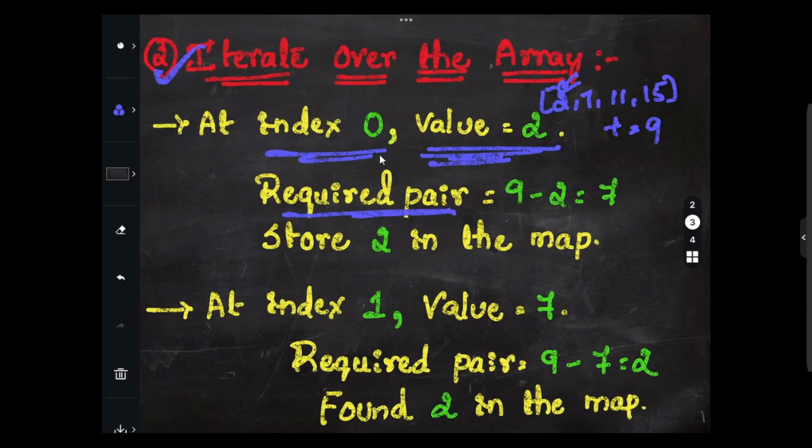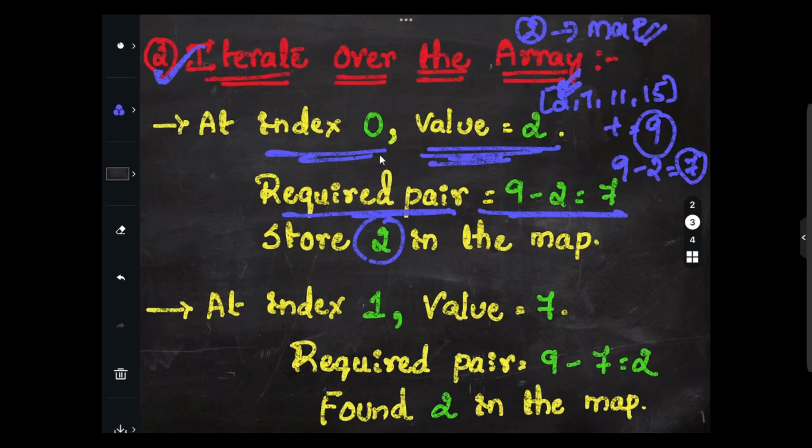So the required pair is 9 minus 2. When we subtract 9 minus 2, the output is 7. So in this case, the required pair is 7. We will store 2 in the map. As this is the first step, we will be storing this 2 in the hash map here. Then at index 1 we have 7. For this particular example, we will get the output in the second iteration itself.